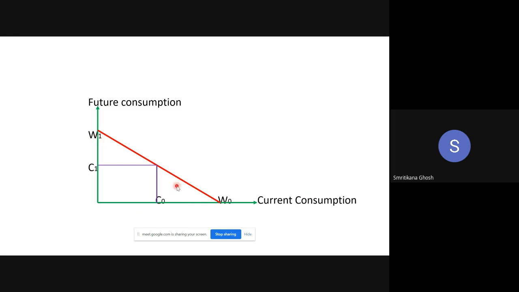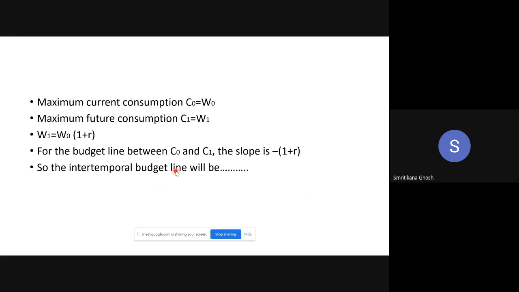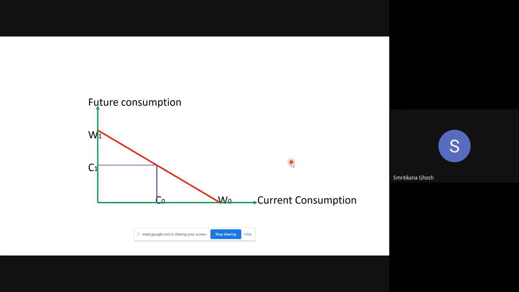So we get the horizontal value and the vertical value. Now you have to find out the slope. Then it is easy to draw the line. Look. You know the relationship between W1 and W0? W1 is actually measured on the vertical axis. W1 is nothing but your future consumption option. W0 is nothing but your current consumption option. So if you differentiate, dW1/dW0 will be minus (1 plus R). So the slope is minus (1 plus R).